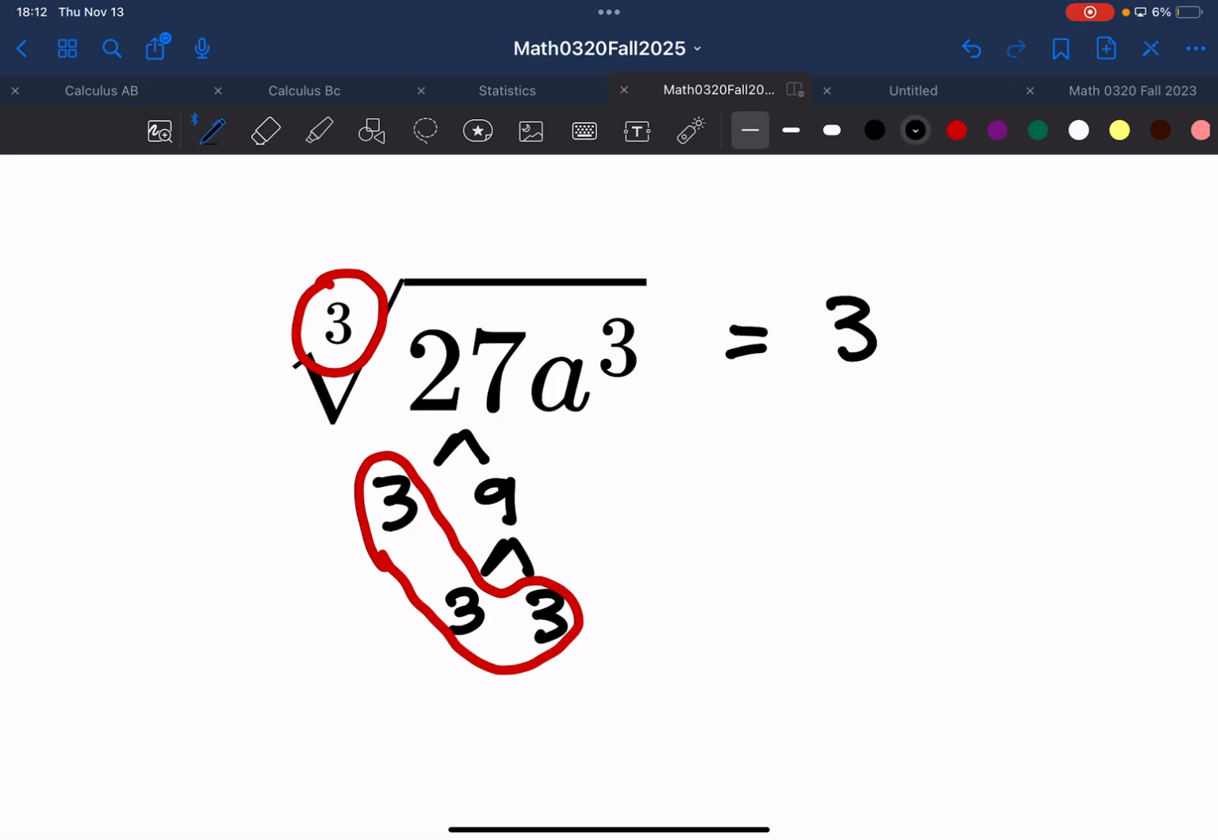Then I go to the a's. Well, this is a cubed with a cube root. So what happens to those? They cancel, and then I'm just left with a. So my answer is 3a. So it's not harder. You just have to do 2 things, right, instead of just the 1.